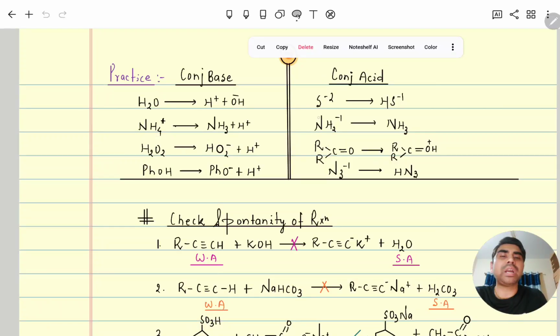Conjugate acid means you add one H plus. So here, this is its conjugate acid. You add one H plus, and this is its conjugate acid.